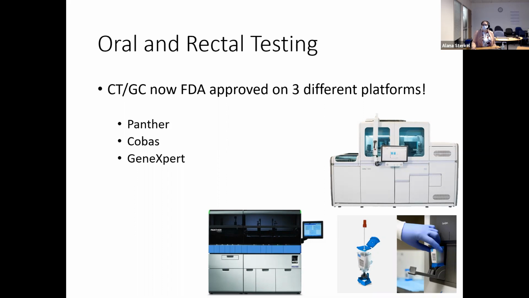So as we're going along, I'm going to give you little updates of what's going on in the lab, really focusing on what's FDA approved. So for oral and rectal testing for chlamydia and gonorrhea, there are now 3 different platforms that have FDA approval for this testing. This is the Hologic Panther, the Roche Cobas, and the Cepheid GeneXpert. So if you have these instruments already in-house for the laboratorians, or if your lab that you're connected to for our clinicians, this may be already available for you if you can do the validation.